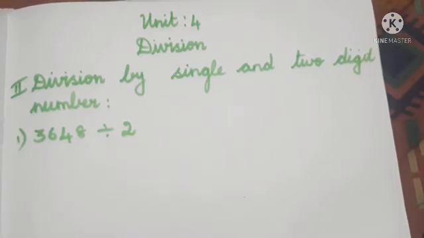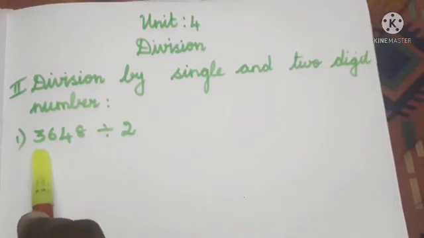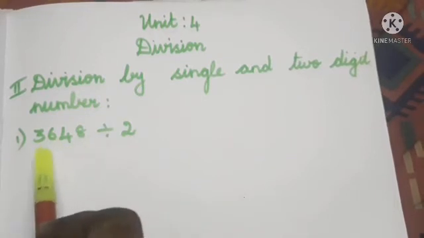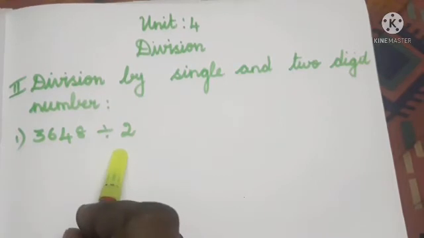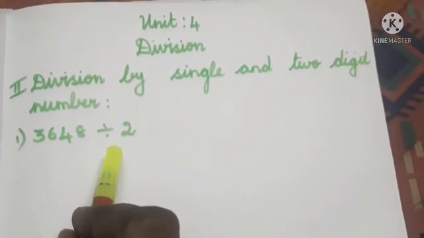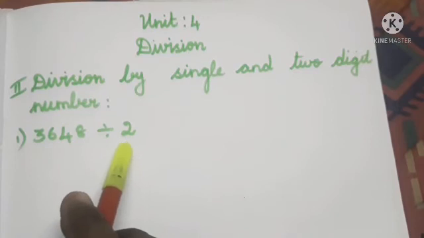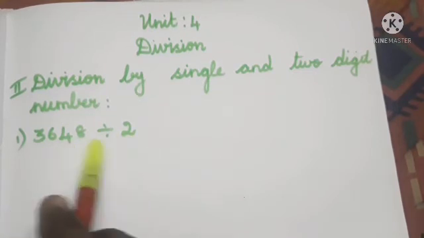Here, 3648 is known as the dividend, and 2 is the divisor. So first of all, we want to know the table of 2. If you know the table of 2, then we can do this division problem.